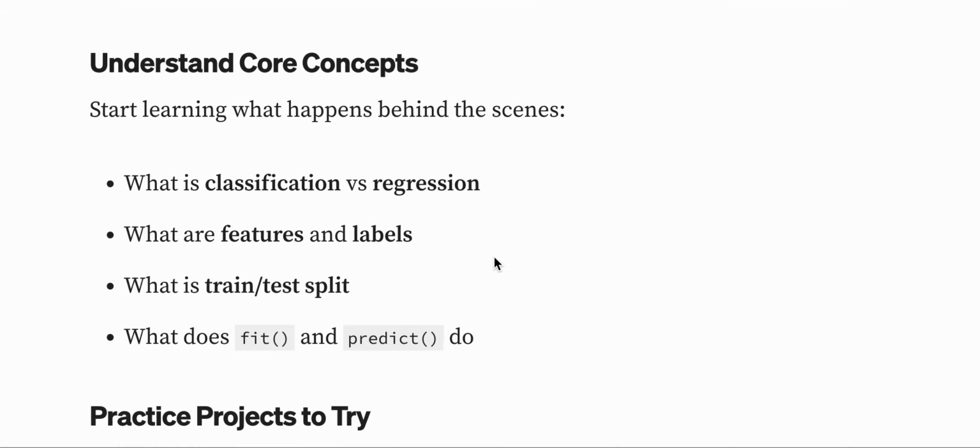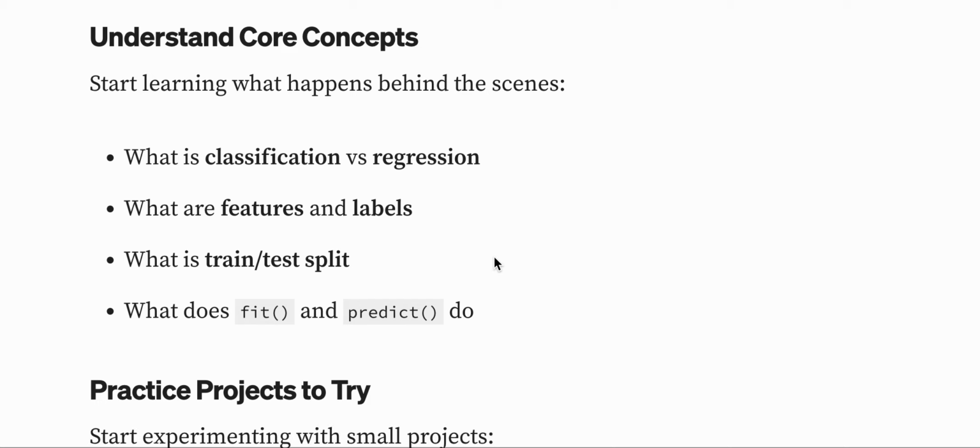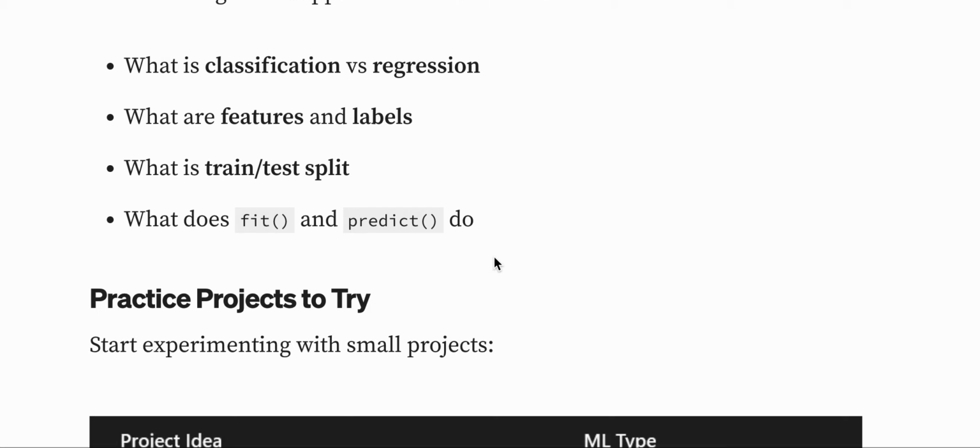Now with scikit-learn, to understand the core concepts you have to start learning what happens behind the scenes. For example, what is classification, what is regression, what do we mean by features and labels, what is a train test split, and what do fit and predict do.